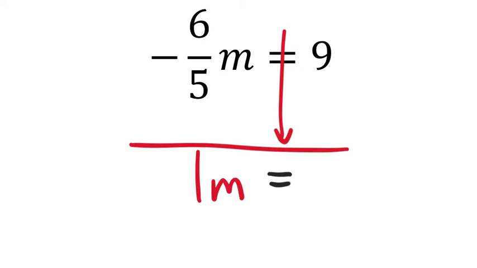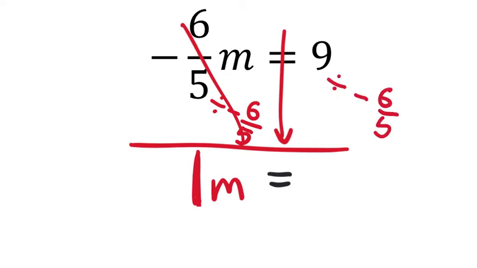Right now the coefficient of m, the number being multiplied by m, is negative 6/5. I want to force that coefficient to be a 1, just like we saw in the principles of equality slide. So how do you make a fraction 1? Same thing we did with the decimal. I'm going to take negative 6/5 and divide it by negative 6/5, because anything divided by itself is 1. We've already put that down. But if I do it to one side, I need to do it to the other side, negative 6/5.